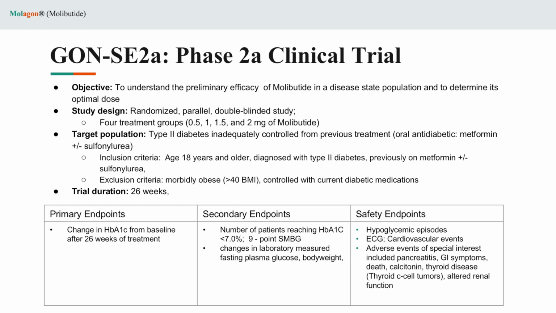The safety endpoints will be similar to the ones in phase 1 and will include hypoglycemic episodes, cardiovascular events monitored by the ECG, and also other adverse events of special interest, such as increased pancreatitis, GI symptoms, calcitonin, thyroid disease, and altered renal function.